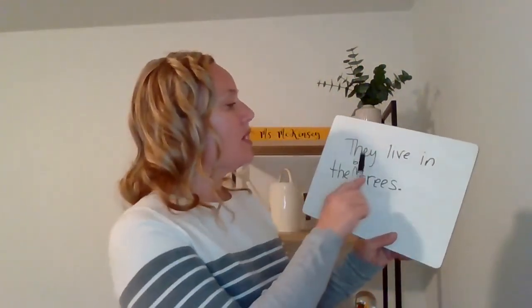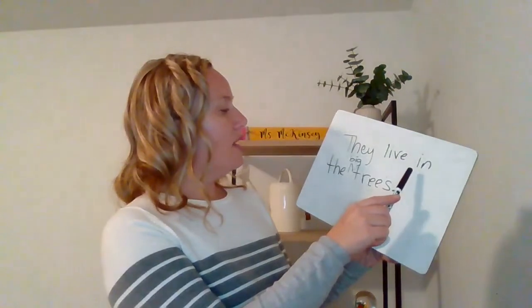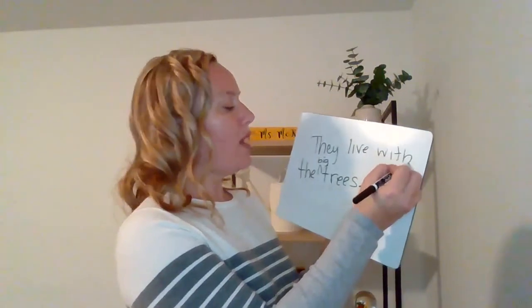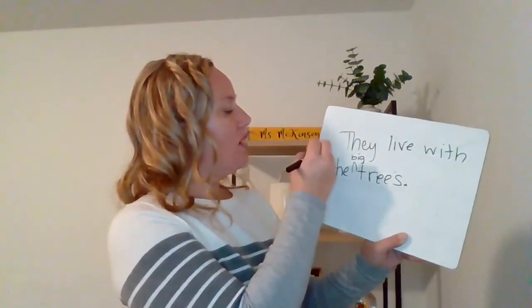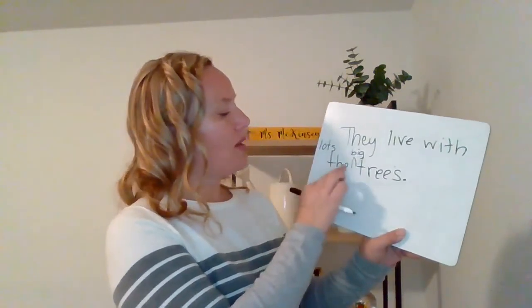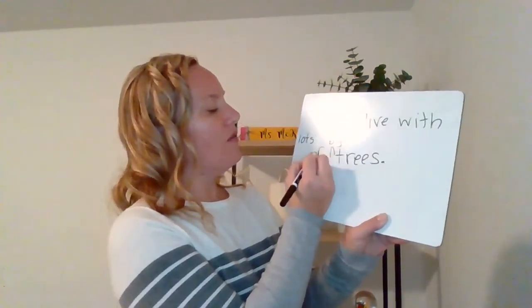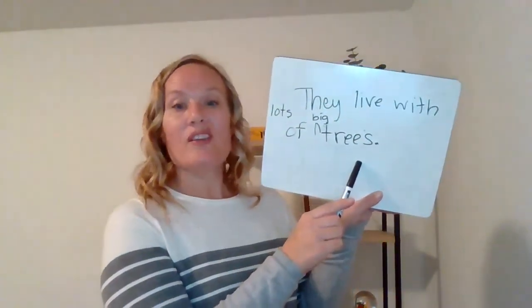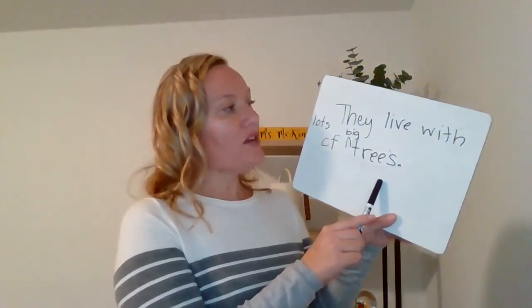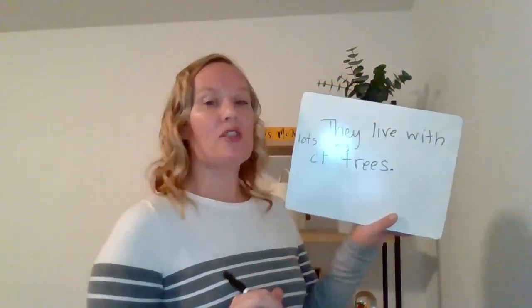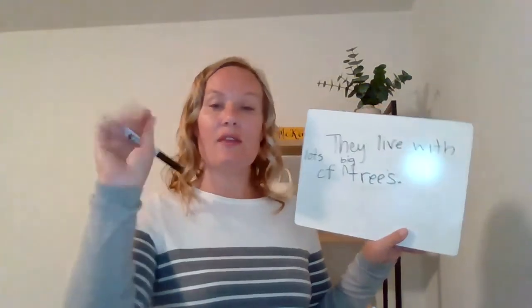Okay, so let's see what we could do. They live in, maybe instead of in, we could say with, and we're going to say lots. They live with lots of big trees. So my first sentence was tigers live in the jungle. And now this is my conclusion sentence: they live with lots of big trees. So I've taken that sentence and switched it around a little bit, rephrased it to come up with my conclusion sentence. All right, so there's a couple more examples.